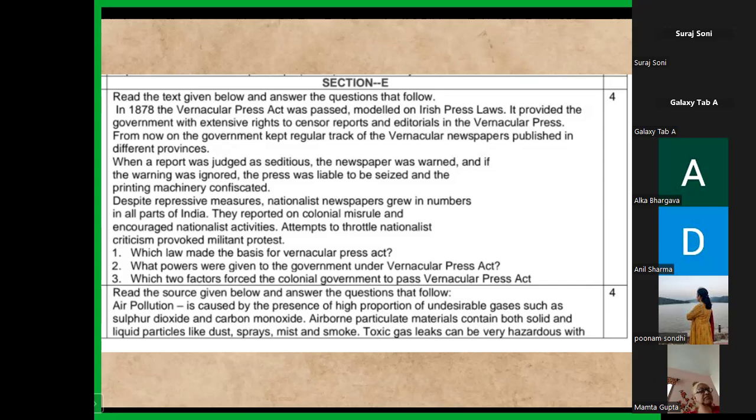Likewise, when we are talking about 2-mark questions, here the question clearly says, which 2 factors forced. Let us say the question was, which factors forced the colonial government to pass Vernacular Press Act? That simply means that if the question is for 2 marks, the child must write a minimum of 2 points. If the child writes fewer points, the evaluator may not give the marks. So likewise, you also have to develop your questions in a way that the question gives clear instructions to the child that 2 points are needed.